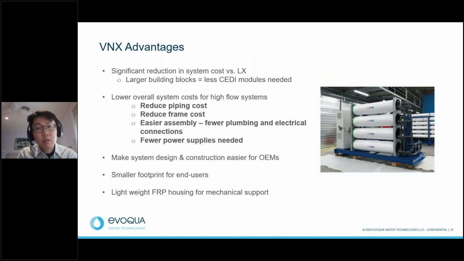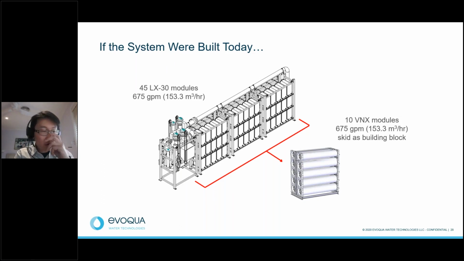So in terms of our VNXs, it is a larger building block. If you have a high flow system, you will need to purchase only a few modules. So in terms of system cost, there is reduced piping cost and reduced frame cost. It's much easier to assemble. Fewer power supplies are needed. For the OEMs, it makes the system very simple to design, and for the end users, the footprint is very, very small. If you compare at a flow rate of about 150 cubic meters per hour, the footprint of our VNX modules is about 1/3 the size of what you would need with the old LX modules.